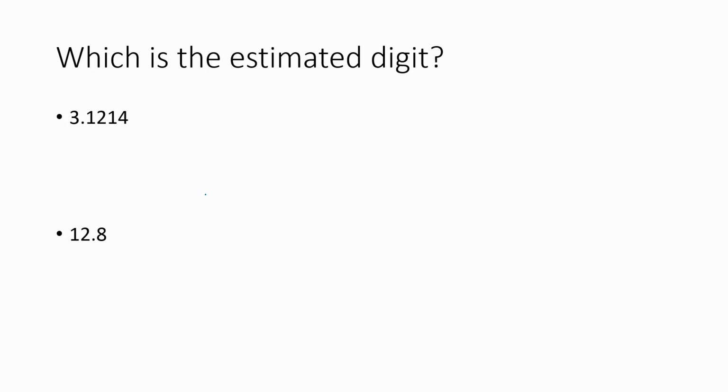So for each of these, tell me what's the estimated digit and what's the plus or minus value associated with each of these measurements. So go ahead and pause it, come back. All right, so again, we have 1, 2, 3, 4 certain digits, or significant digits, as they're sometimes called, significant figures, or digits, and 1 uncertain digit.